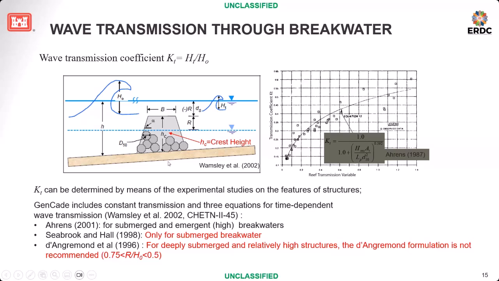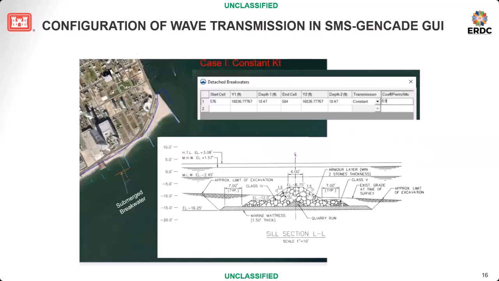If you have morphology behind the structure, I would like to use observations of shoreline as calibration and validation material to calibrate this KT, because those three equations are summarized from laboratory wave-flume data. They tend to overestimate the KT. That's my experience.